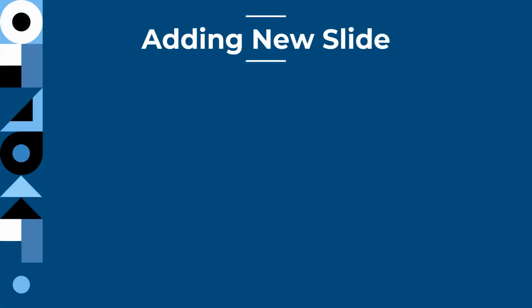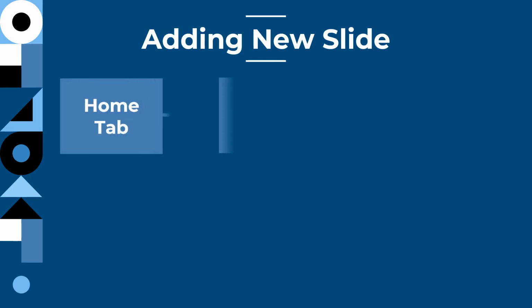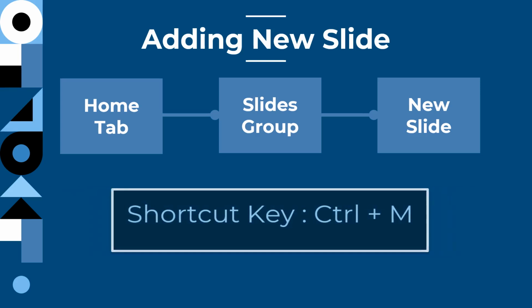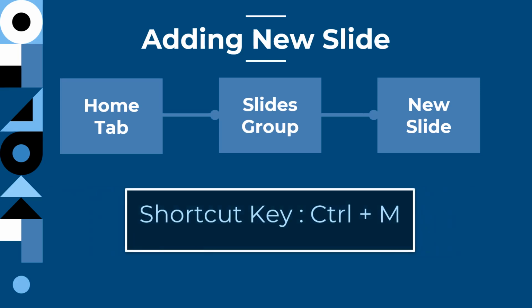Next is how to add a new slide. When we have finished working on one slide, how can we add a new slide? Home tab, slides group, new slide option. There is one more thing. There is a shortcut key also to insert a new slide. Shortcut key means the key combination from the keyboard. If you press Ctrl plus M, shortcut key on the keyboard, that will insert a new slide.